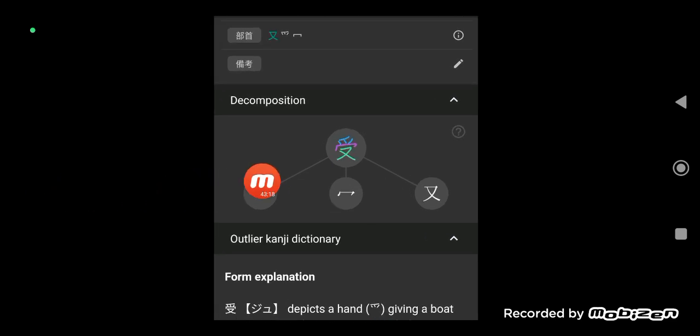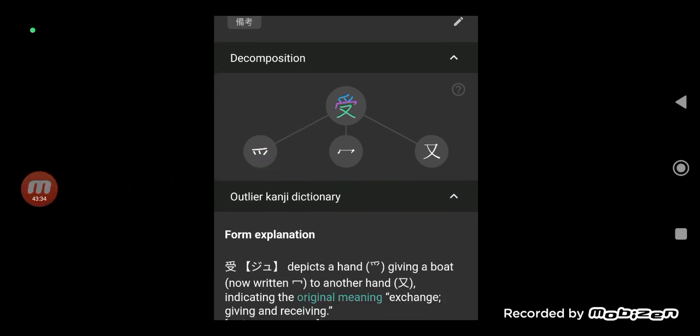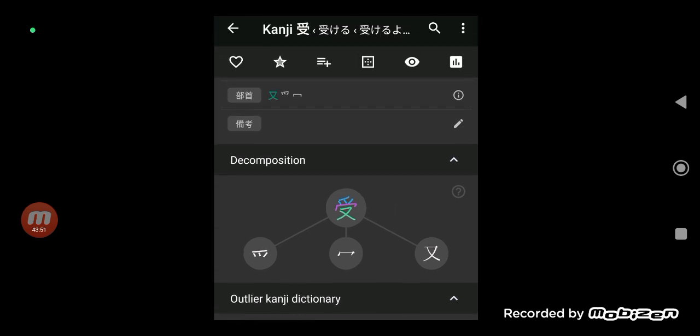So let's parse that kanji. Let's divide it into parts. This kanji shu or toru, meaning to accept or to take something, can be parsed into three. This is a hand, this is a hand. So you see the shu depicts a hand giving a boat, now written as this, and another hand, which has an ancient Chinese meaning, exchange of giving and receiving. So you see, learning or mastering the kanji radicals is a very essential skill in learning kanji.